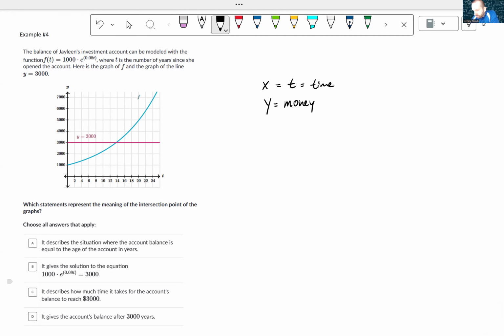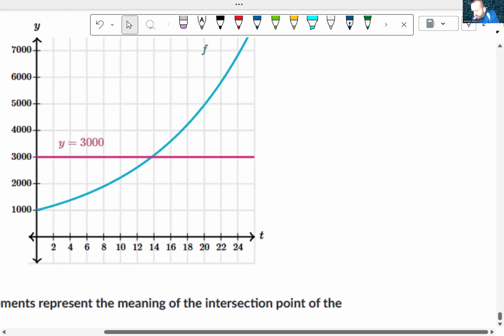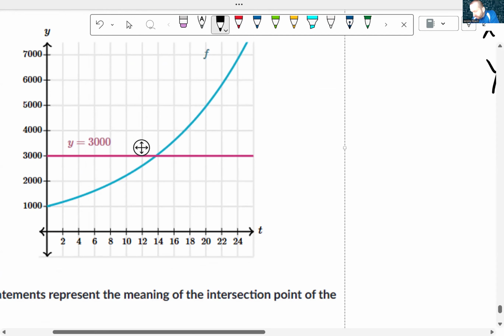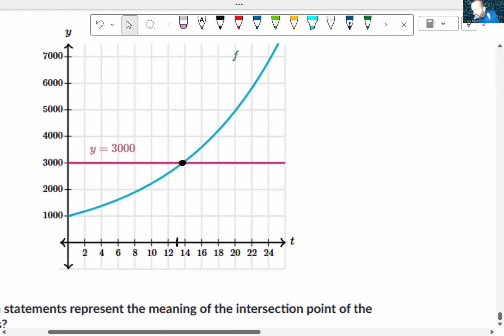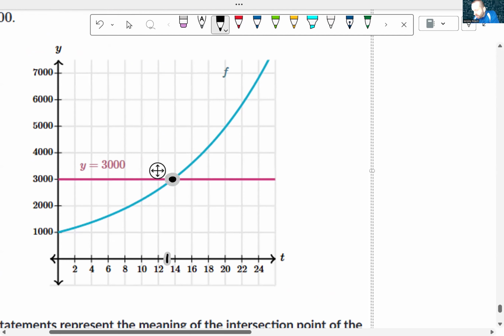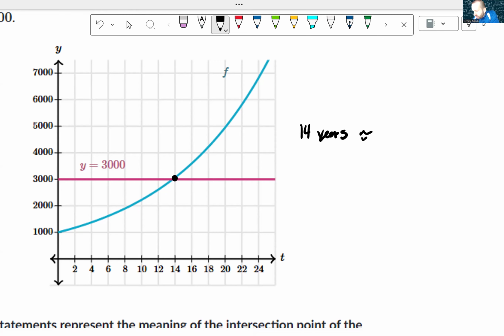Before we even look at the multiple choice, let's zoom in on this and see where the intersection point is or get a rough idea and figure out what it means. So this would be 13. Let's make sure t is in years. Yes. This would be about 13 years. Let's just call it 14. It's very close to 14 years. So we'll say at 14 years, there's about $3,000 in the account.